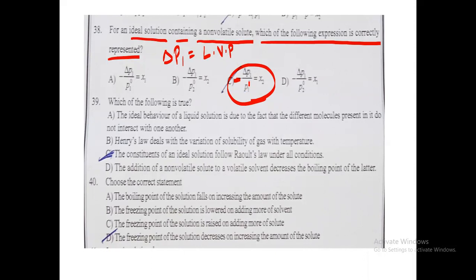LVP by P1 naught, the pure solvent, is equal to the mole fraction of solute or solvent here? Solute. So LVP by P1 naught is equal to the mole fraction of solute. LVP is PA naught minus PS, so PA naught minus PS by PA naught is equal to X2 or XB. So it is the lowering of vapor pressure of solution, which is equal to the mole fraction of solute. Here minus indicates lowering. Okay.